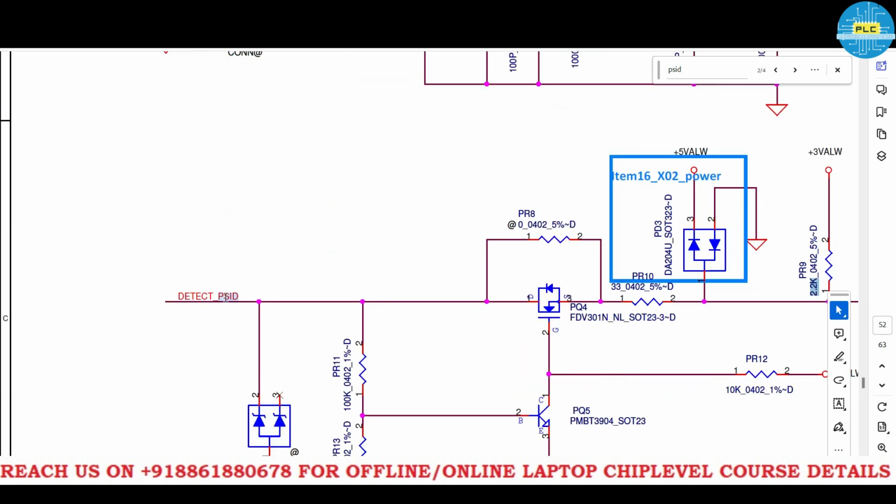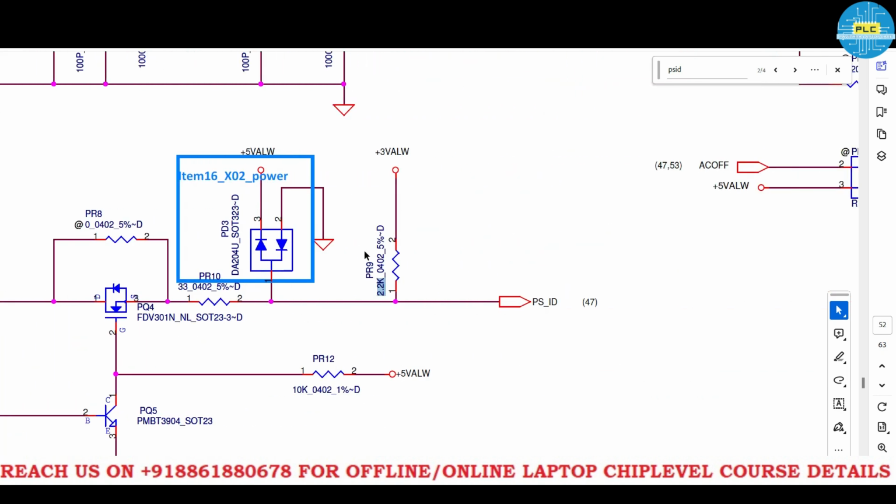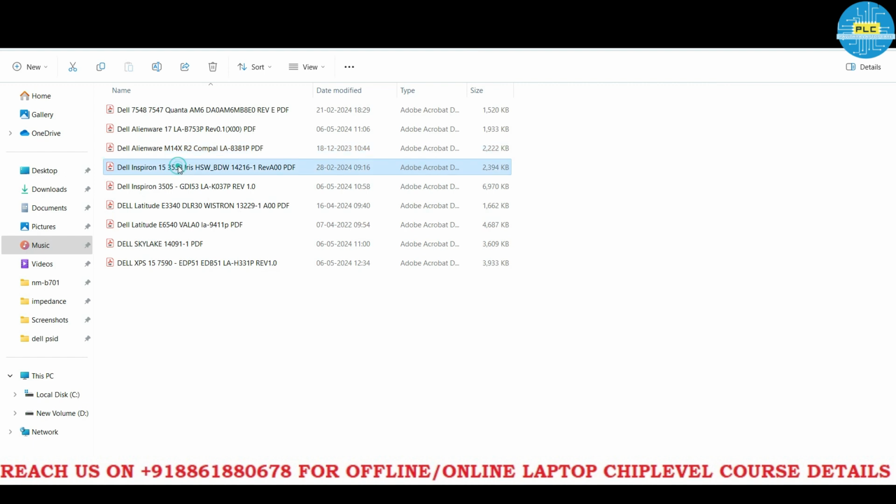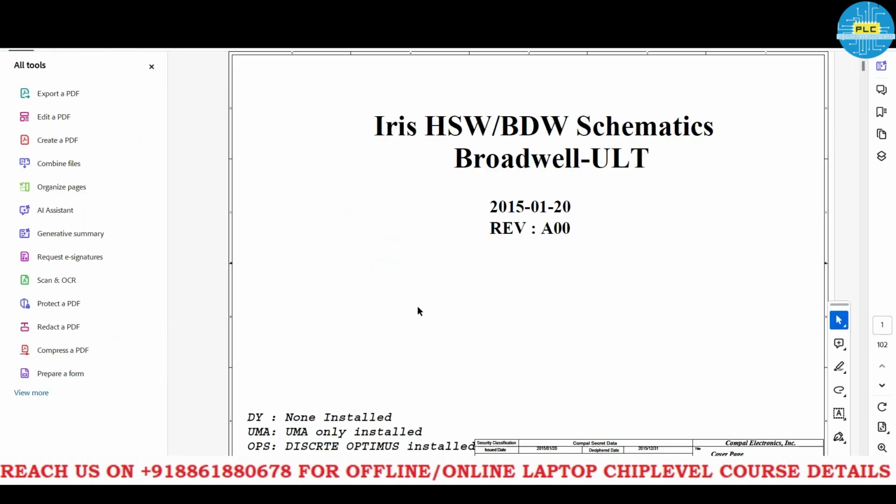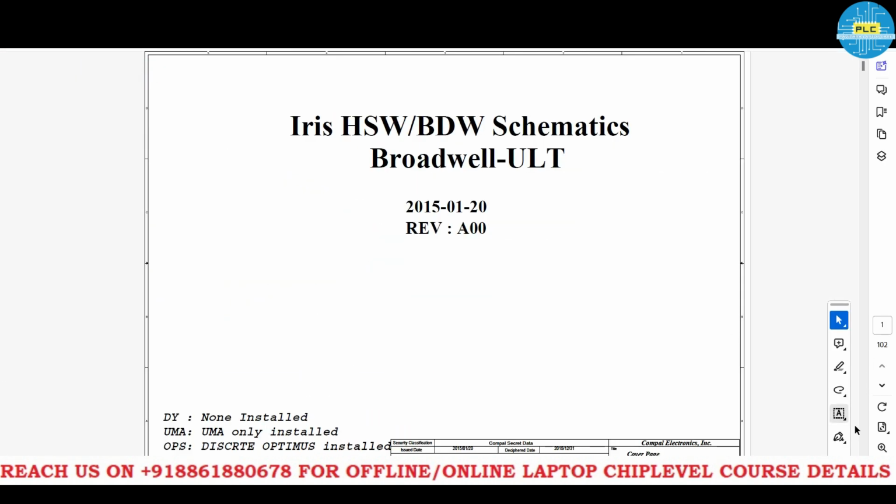Detect PSID, it's continuation. So what is the common thing? Here is the supply, 3 volt supply, carryable supply, 2.2K ohms resistor and 33 ohms resistors are the common, and here also this one. What is that? This MOSFET and this transistor also common. The voltages are common. Okay, next I will open Inspiron 153558. What is it?